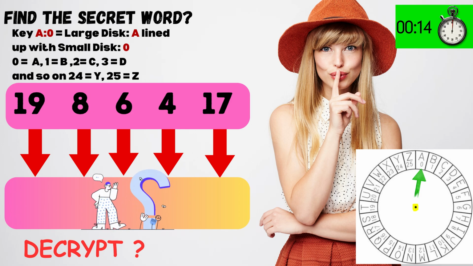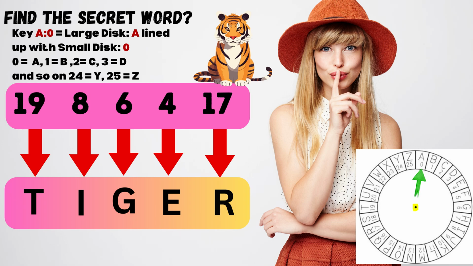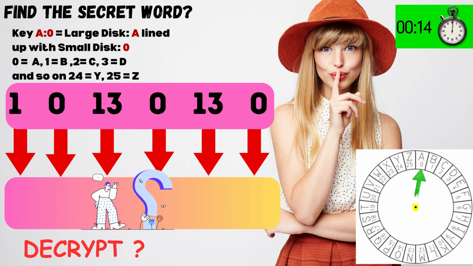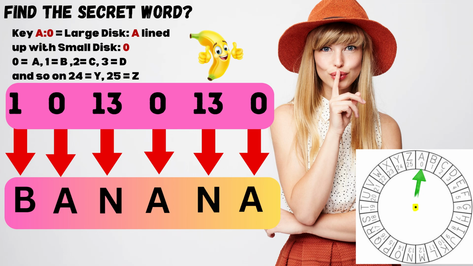Find the secret word. The correct answer is tiger. Find the secret word. The correct answer is banana.